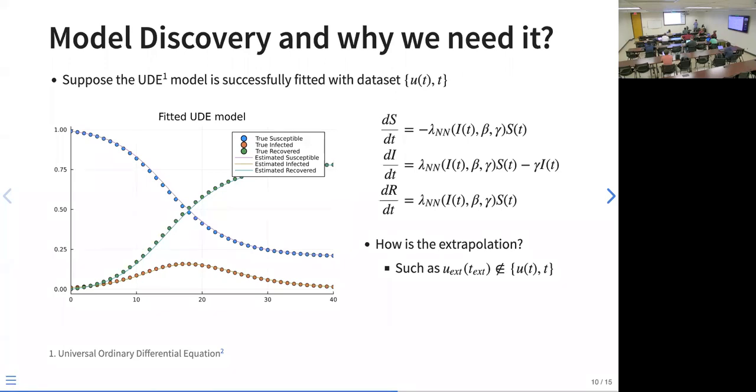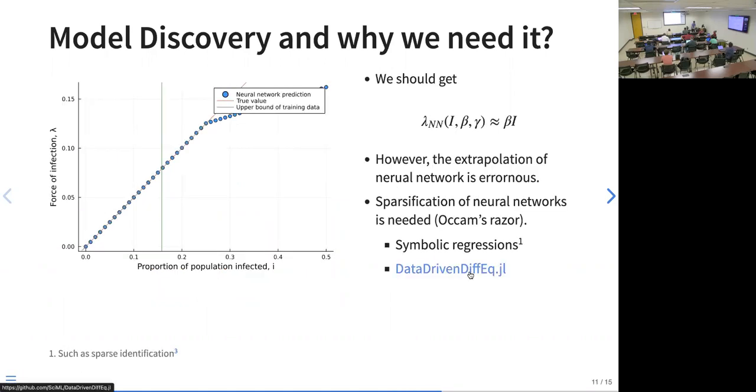What will happen in the days after 40? That's what we want to know. That's why we build the model here. So how about the extrapolation? What if the number of infected people is more than in the history data? What will happen?